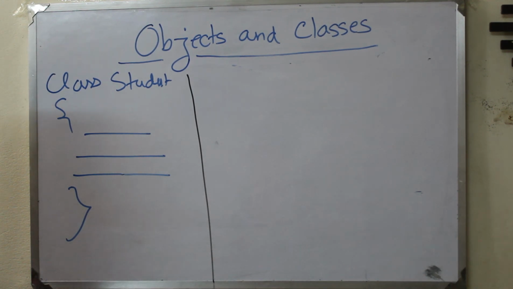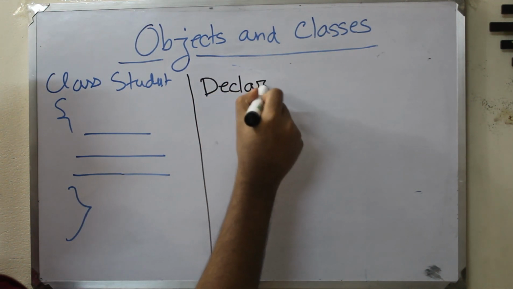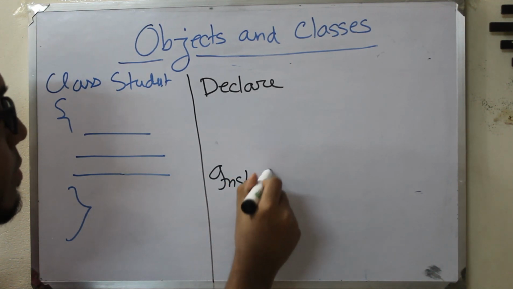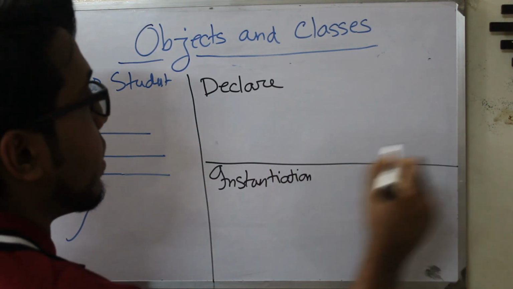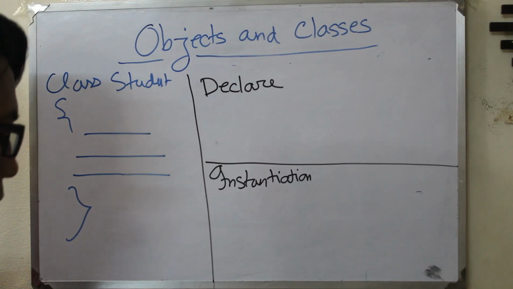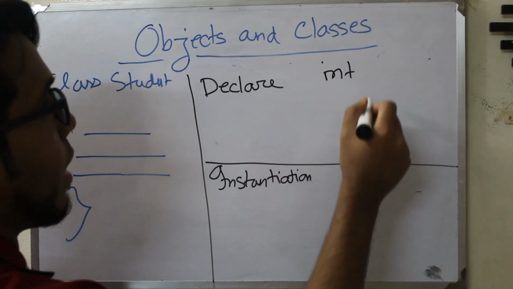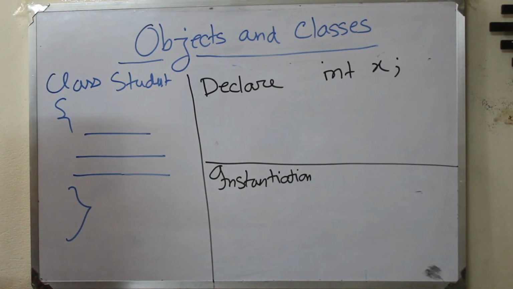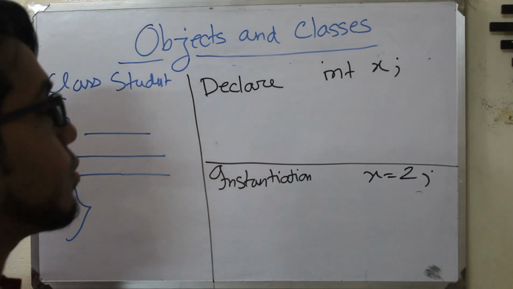There are 2 parts in creating an object. The first part is known as declaration, and the second part is known as instantiation. So what do we do in each part? Let's think of declaring an integer. We write integer, this is of type integer. We've declared a variable x, and during the second part, when we initialize a value to it, we write x is equal to 2. This is what we do.